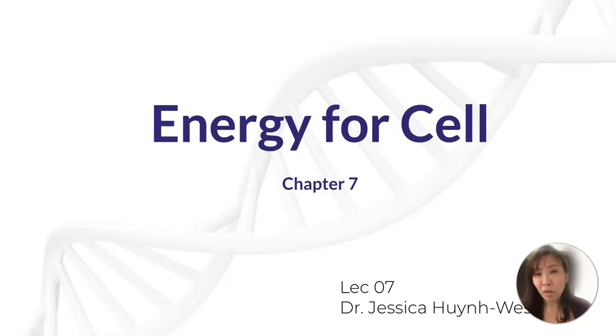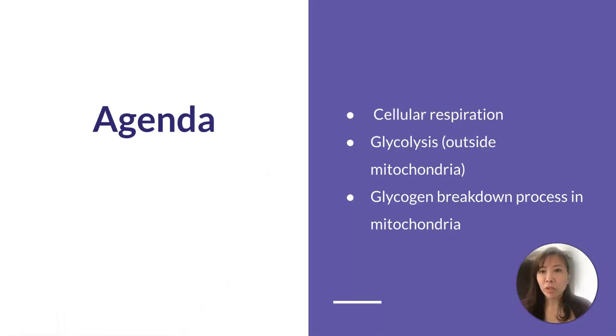So today, let's talk about energy for cells. Once we consume, let's say a carrot, how do we go about using that energy so that we can actually fuel all of our cells? The topic we're going to talk about today is cellular respiration: glycolysis, which is what happens outside of the mitochondria, and then within the mitochondria itself, how do we go about breaking these different molecules down in order to actually get energy from it.